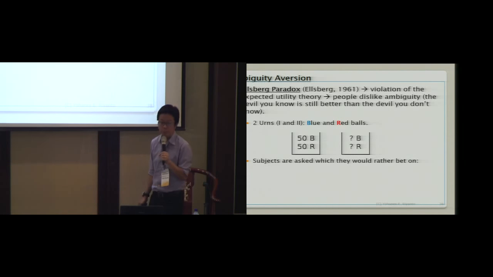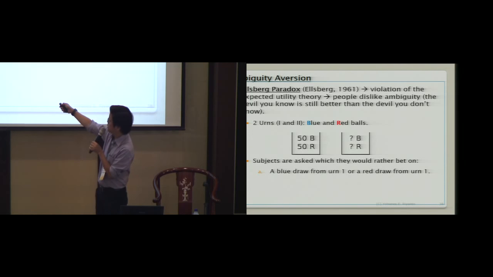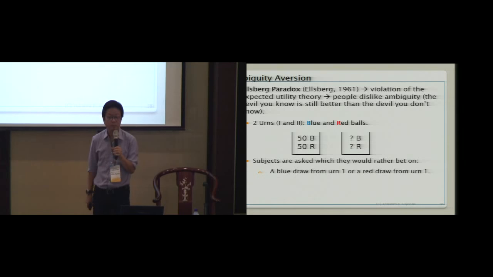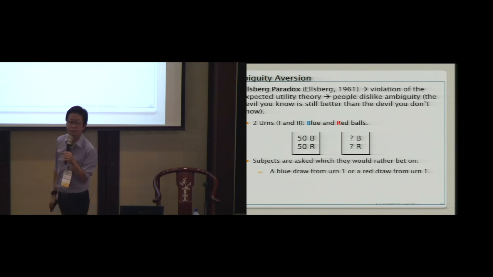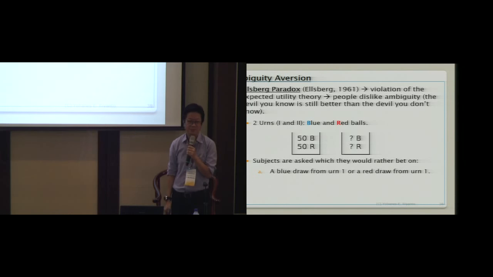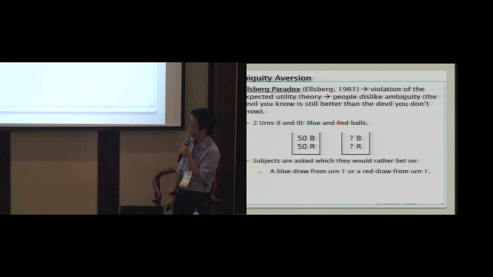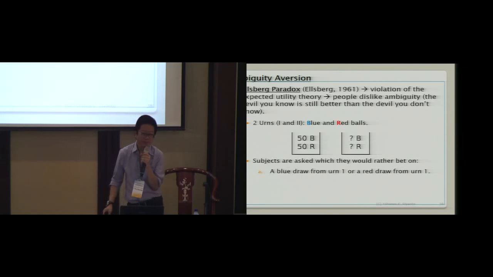Suppose that I ask you to choose. Would you rather bet on a blue drawn from urn 1 or a blue drawn from urn 2? Which one would you choose? What about this? A blue drawn from urn 1 or a red drawn from urn 1. Sorry, both from urn 1. So what would you choose? You say, well, I know there are 50 blue and 50 red. Whether I choose blue or red doesn't really matter. So 50-50. So people would be indifferent between this.